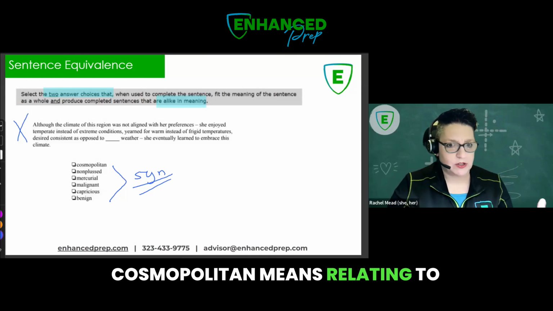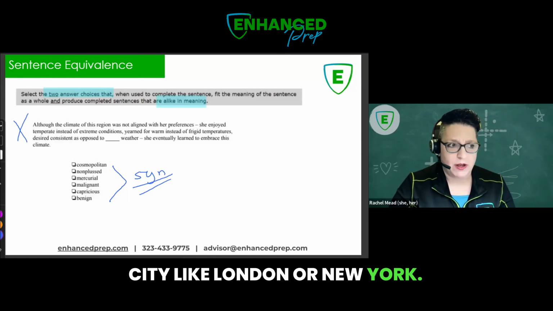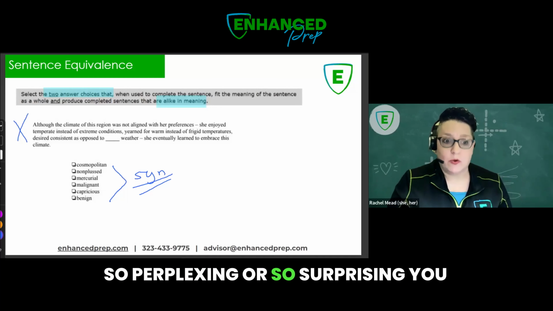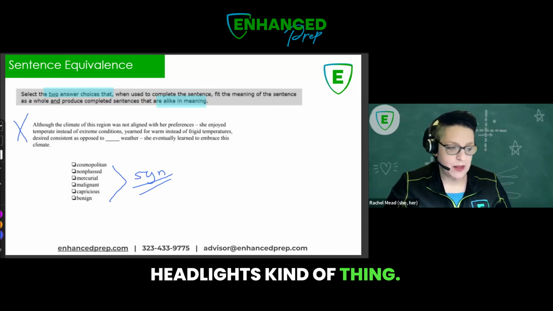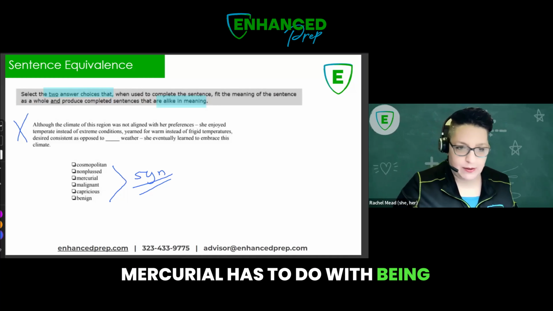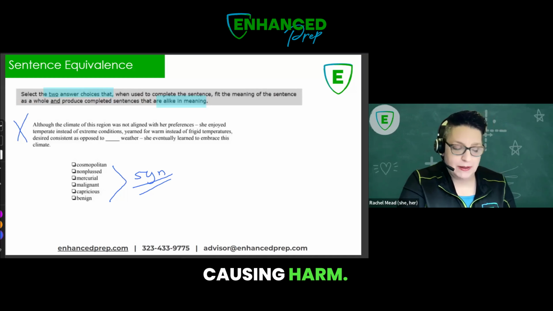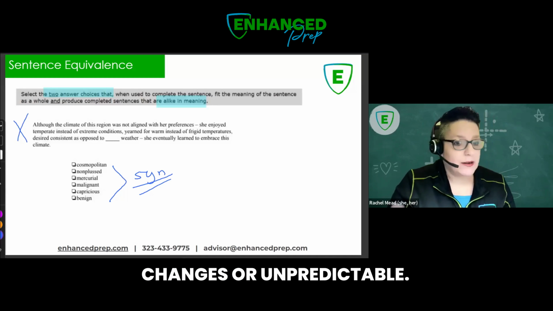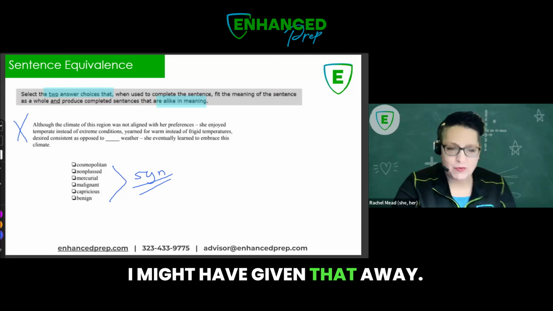Cosmopolitan means relating to multiple cultures, such as a big city like London or New York. Nonplussed means that something is so perplexing or so surprising you don't know how to react, like deer in headlights kind of thing. Mercurial has to do with being unpredictable. Malignant is something that is causing harm. Capricious is prone to sudden changes or unpredictable, again, that way too. Ooh, what did I just do there? I might have given that away.